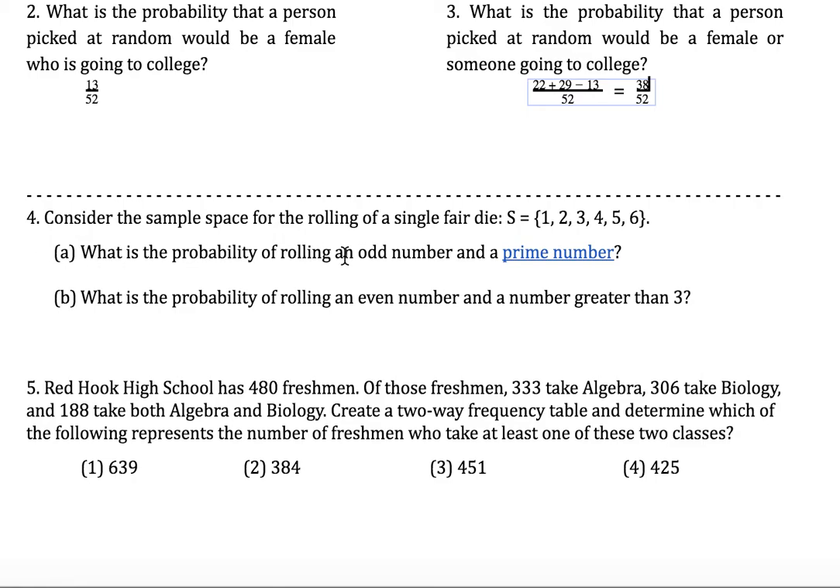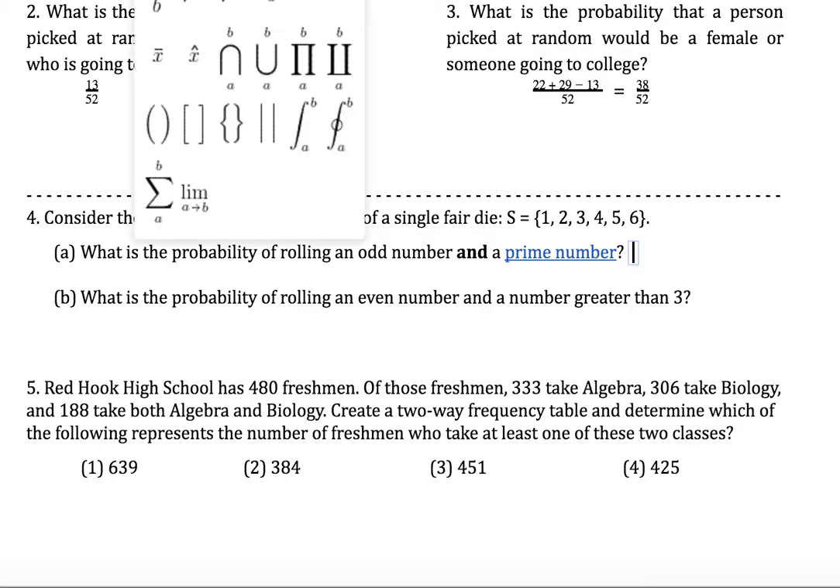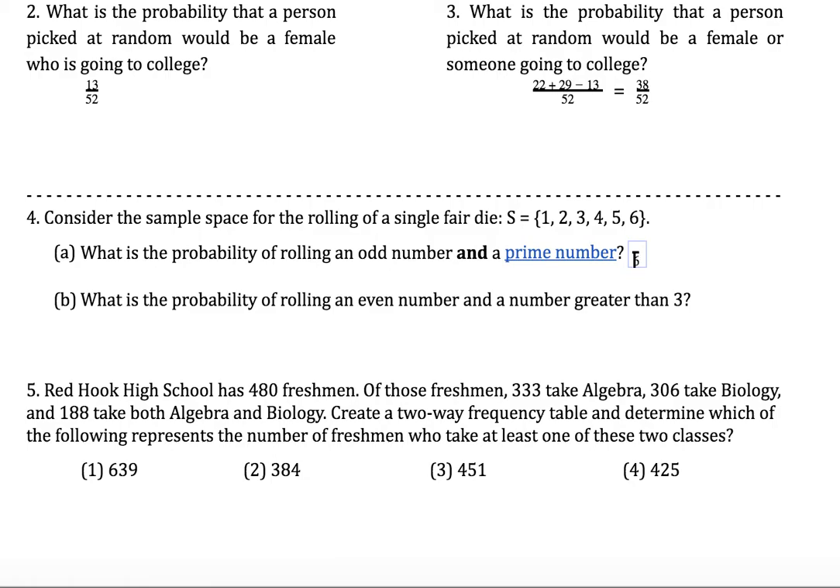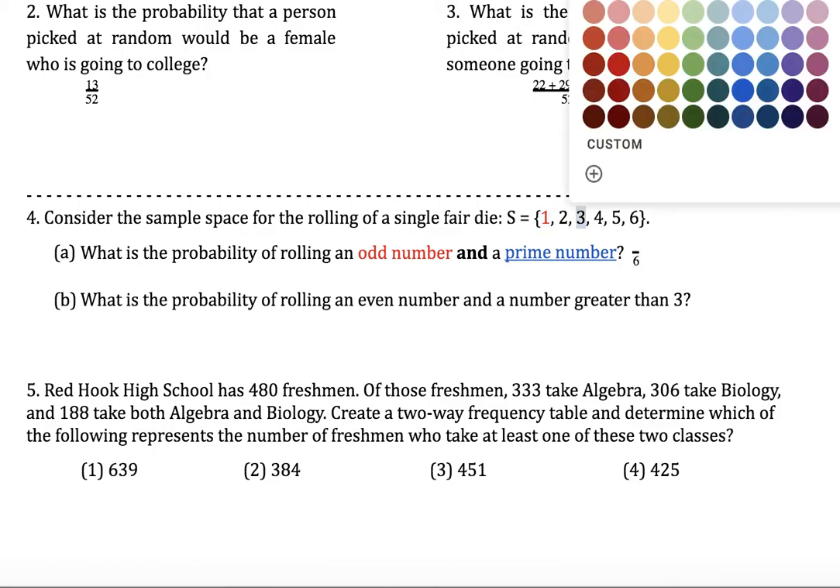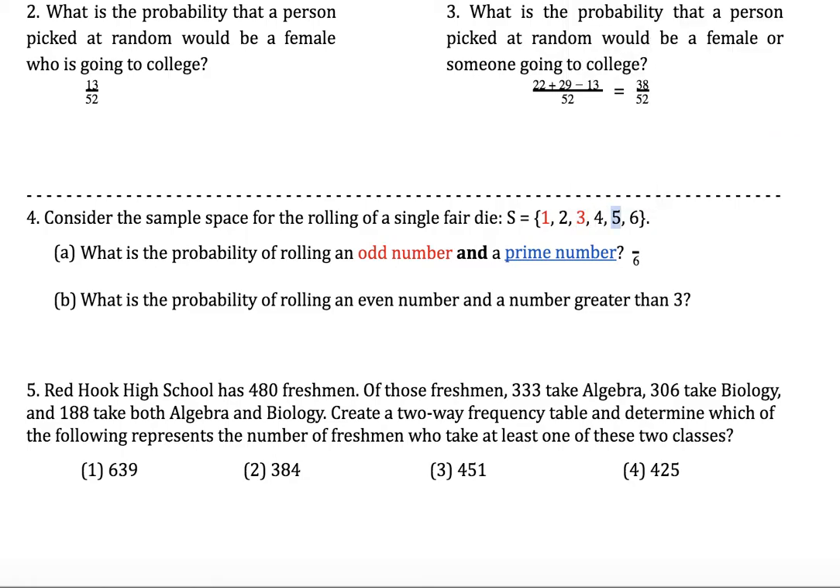A, what is the probability of rolling an odd number and a prime number? So that's the intersection or the overlap between them. Rolling an odd and a prime. So my sample space, there's a total of 6 numbers that we could roll. And I want to look for the intersection. So if I'm looking for how many are odd, I'm going to color code that so that I can make it a little bit easier to see. So I'm going to do red for odd. So odd, I've got 1, 3, and 5.